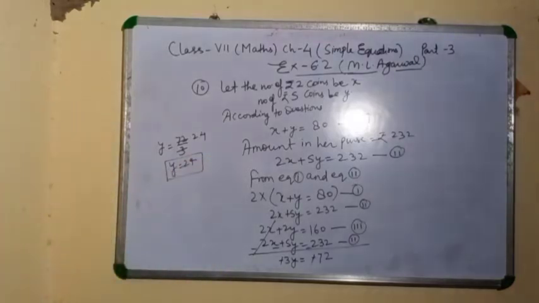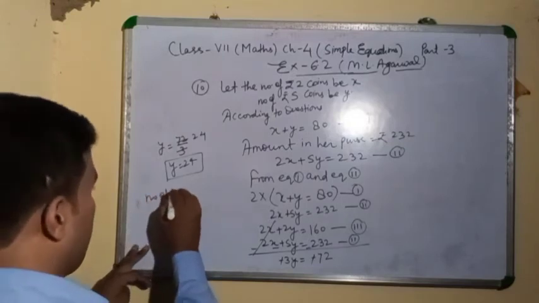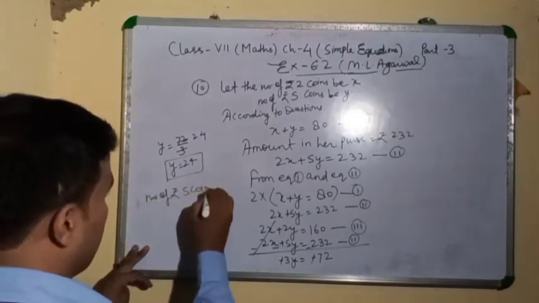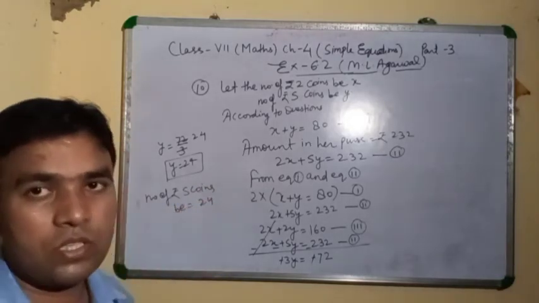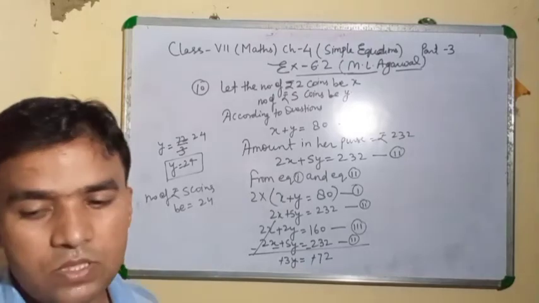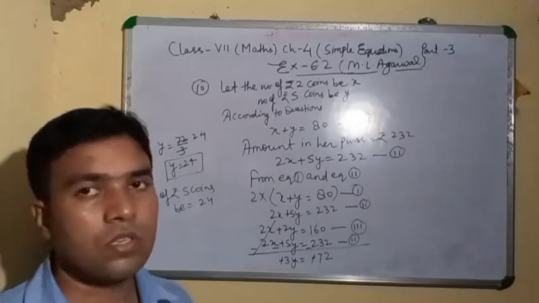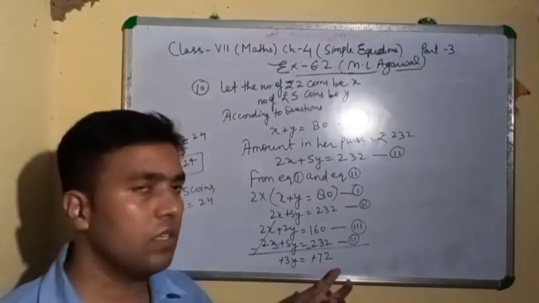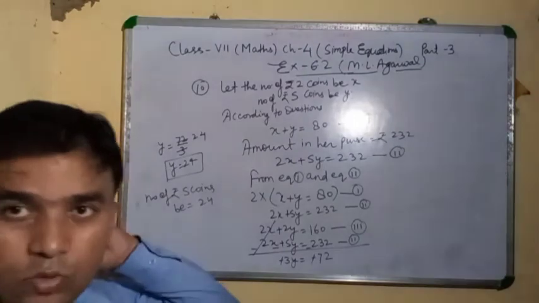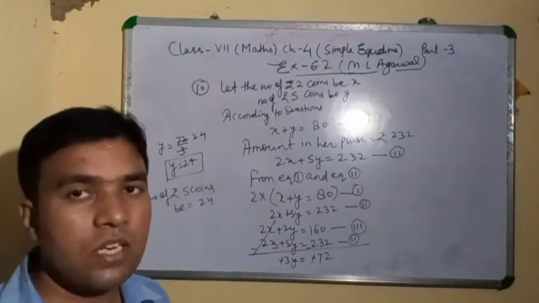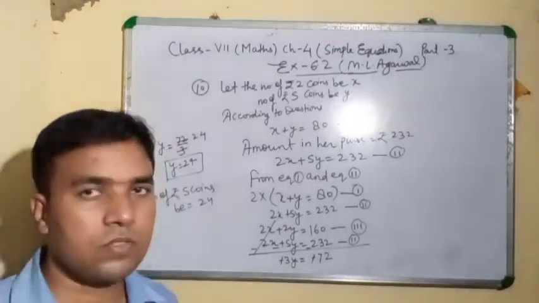And 5 rupee coins being asked, means number of 5 rupee coins is 24. Means number of 5 rupee coins asked, it is 24. Clear? It is the value of y equal to 24. Means in this question number 11, you will do the same. Clear? You can do like this.